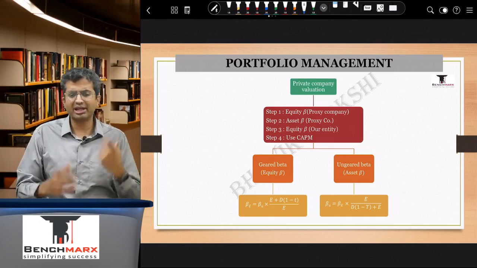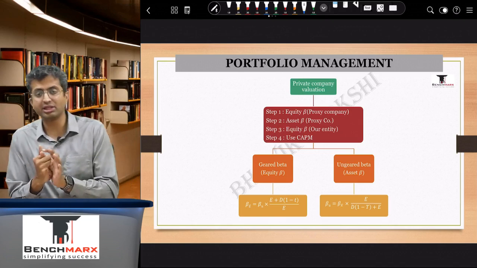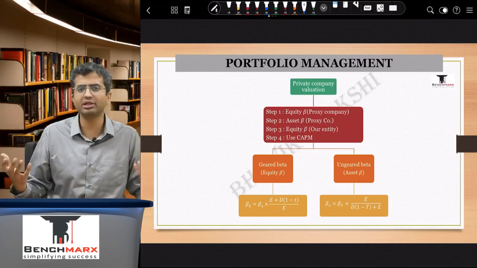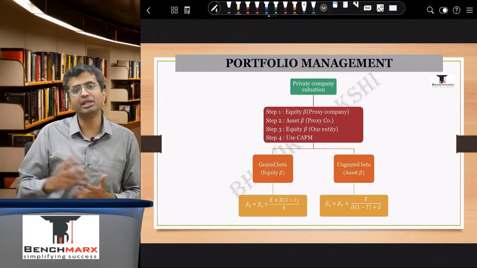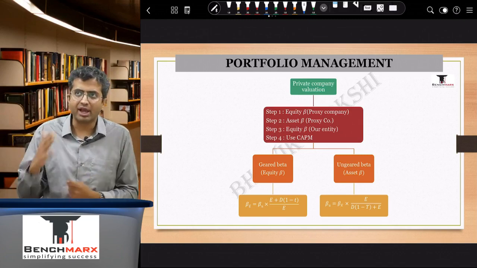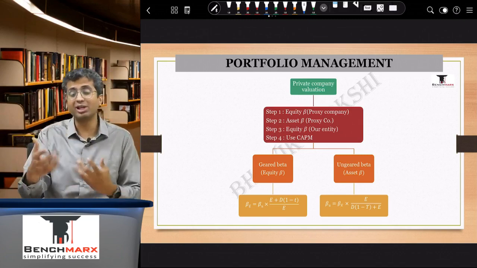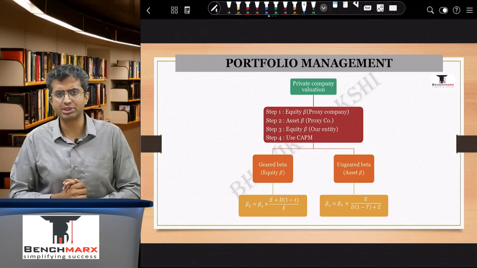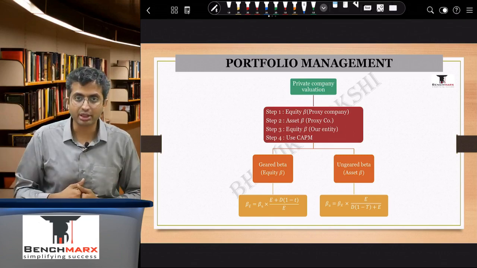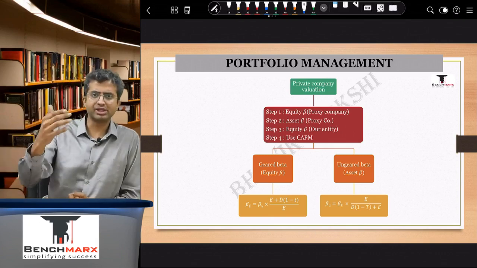Well, let us say there are two companies. One is Britannia, which is listed. One is Parle, which is unlisted. You want to find the value of Parle. How do we find the value? Well, we will probably try to find the value as the present value of the future cash flows that Parle can generate. Well, you forecast the cash flows.